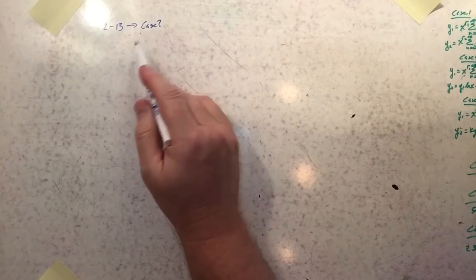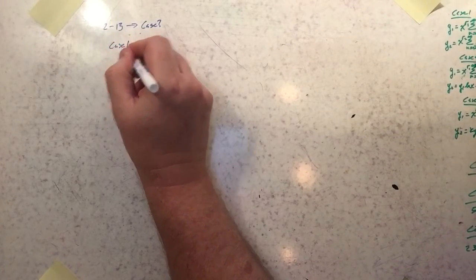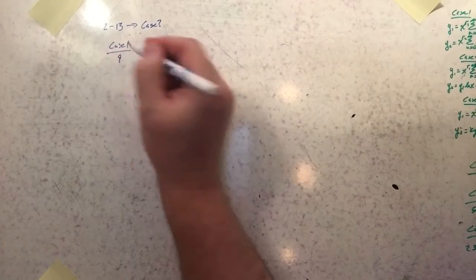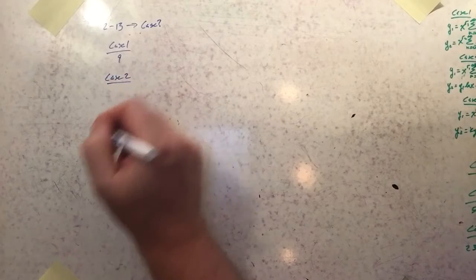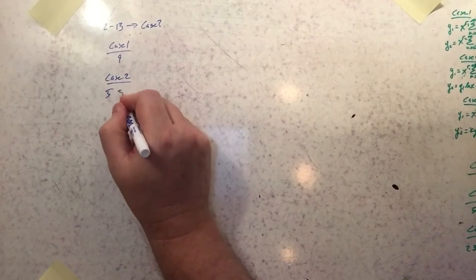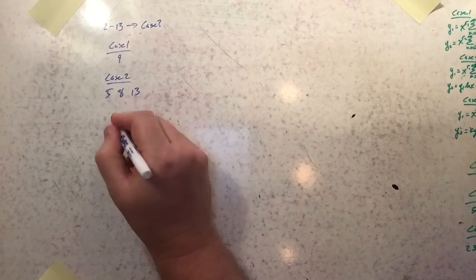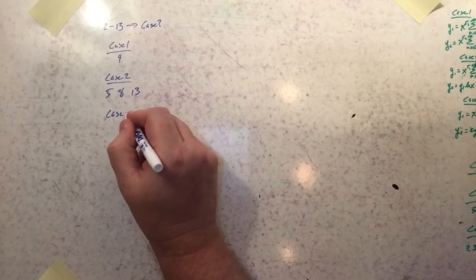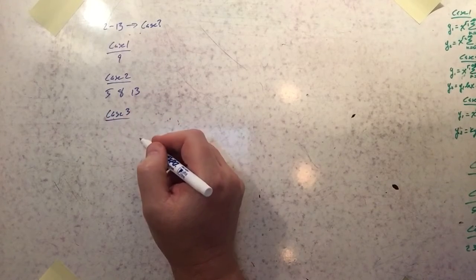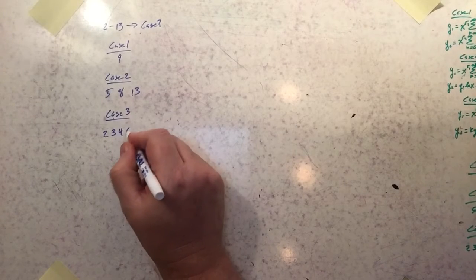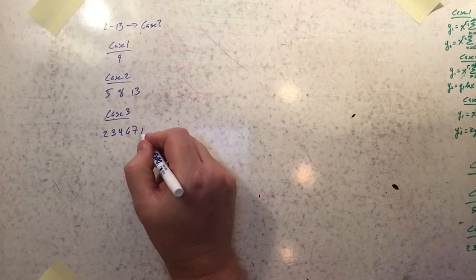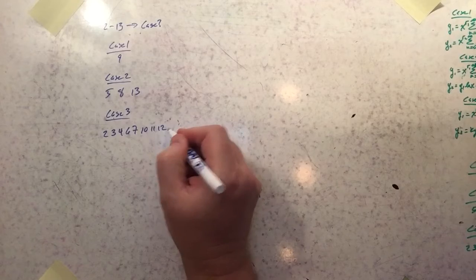Now, when you did that, you should have found the following: case 1 was just number 9. Case 2 was numbers 5, 8, and 13. And then all the others were case 3. And all the others include 2, 3, 4, 6, 7, 10, 11, and 12.